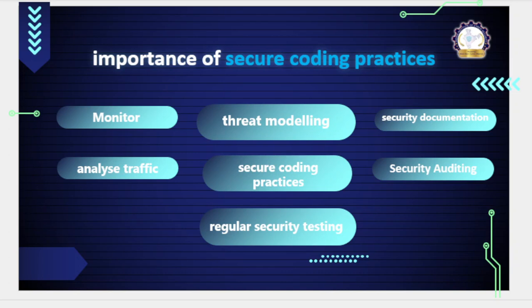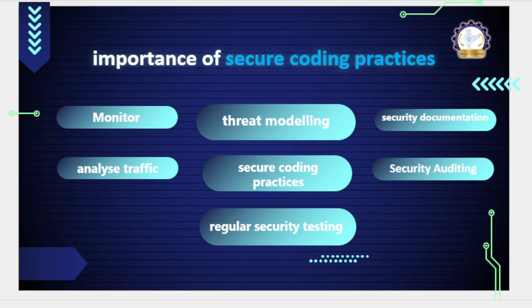This documentation is important because it serves as a reference for developers to ensure that they follow the same secure coding practices that were implemented during the development of an API. Here are some key points to consider when creating security documentation for an API. First one, outline the security features of the API.